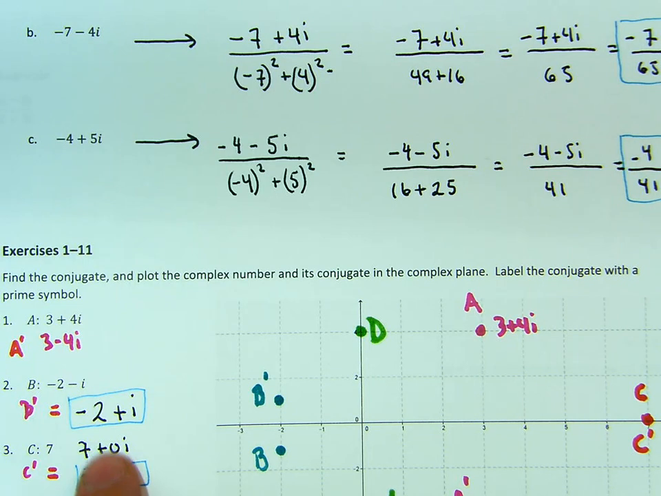So the multiplicative inverse is just the same thing. They're the same point. It's just 7. Because this is 7 plus 0i, and the conjugate is 7 minus 0i.